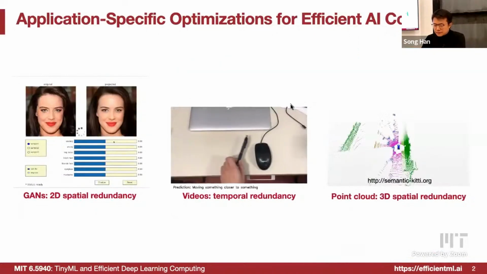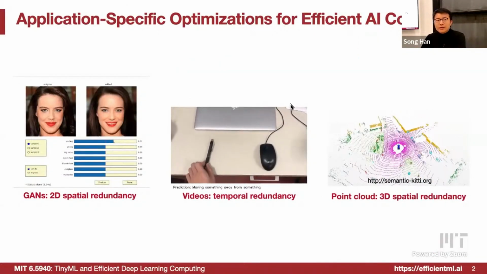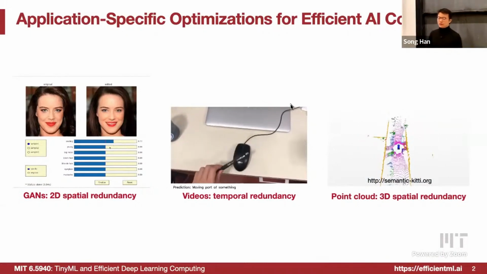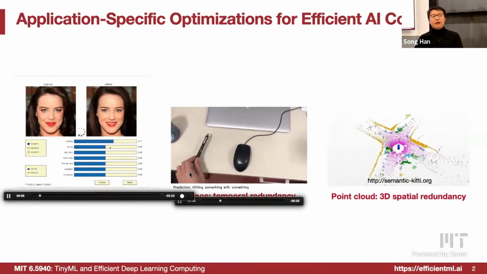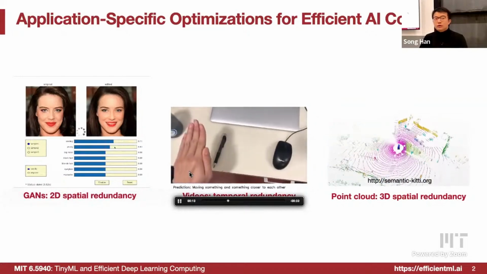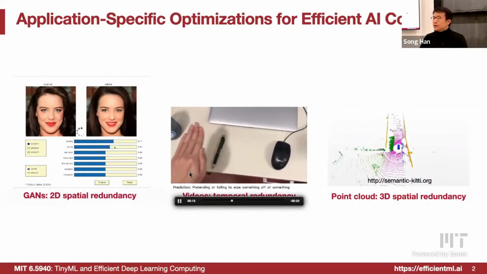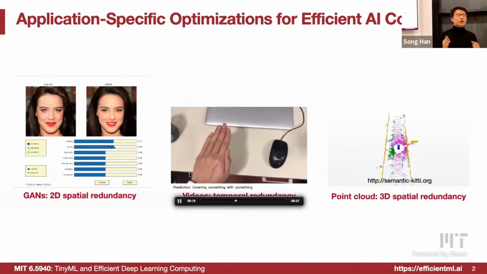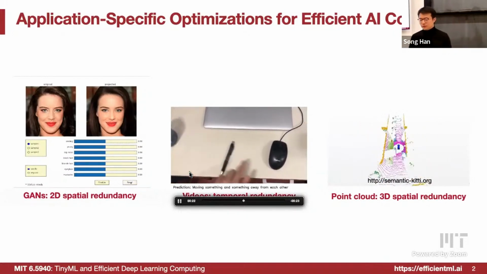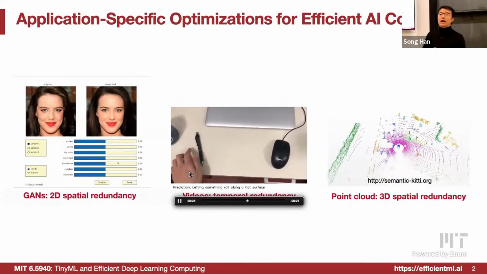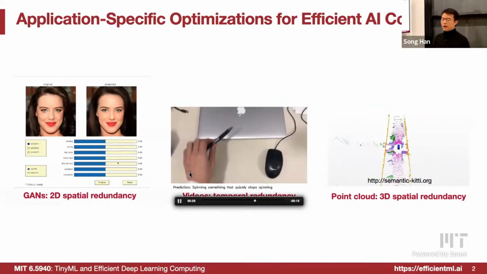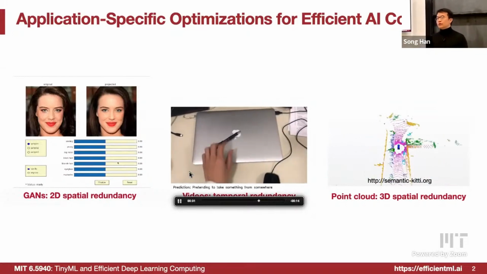point cloud. So why do we choose these applications? On one hand, they are very computationally heavy, requiring a lot of compute. On the other hand, they have a lot of redundancy. For example, GANs have 2D spatial redundancy. For videos, there's temporal redundancy. Between the frames, lots of frames are similar, so it's very wasteful to use 3D convolution to do that. And for point cloud, there is also spatial sparsity. Not every point is actually occupied. So there's a lot of room for efficiency improvement.